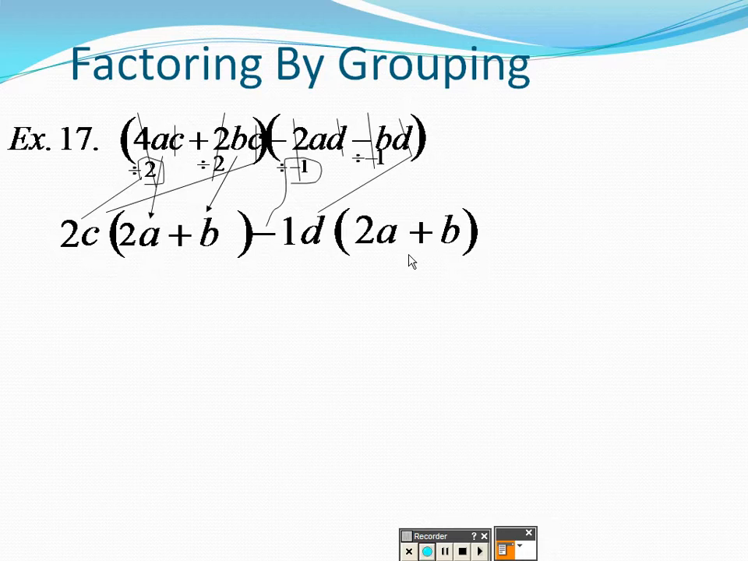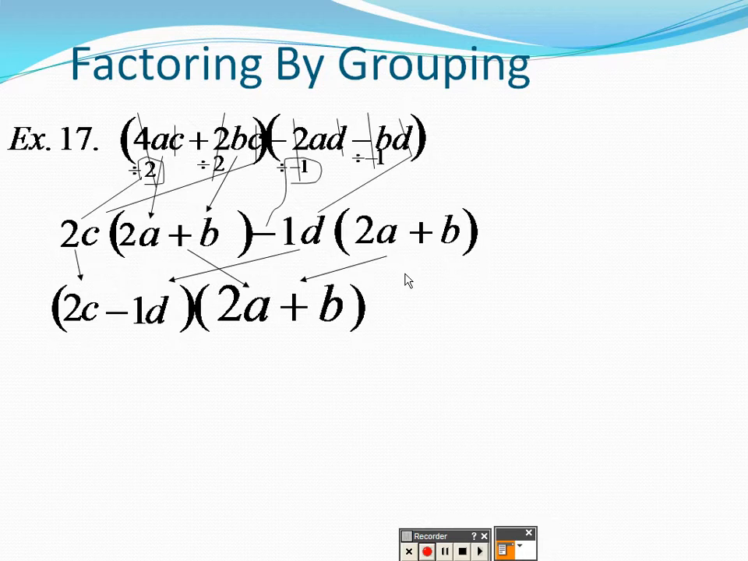And the reason why I took that negative out is now those two in parentheses are the same. And remember, when you factor by grouping, these two items need to be the same. So keep that in mind when you're doing this. So I take the first item in each and I put them together. So 2c minus 1d. And I take this right here and drop them together. And there is your answer for factoring by grouping.